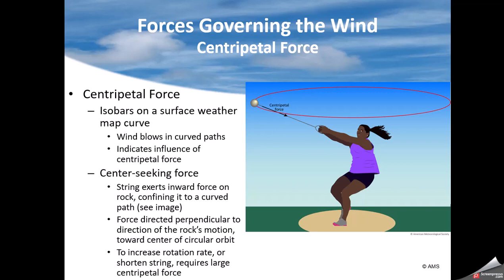There's another force, centripetal force. I think about it with a car. If I'm going around a corner, centripetal force is what keeps me from flying out into space or missing my turn. So that is something that is always center seeking, and it's what holds objects in a circle, such as this person spinning that ball around.